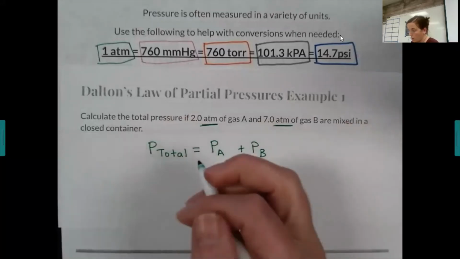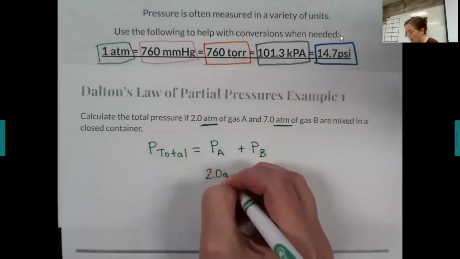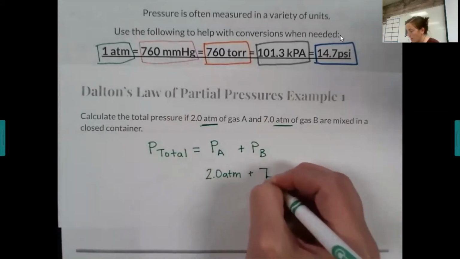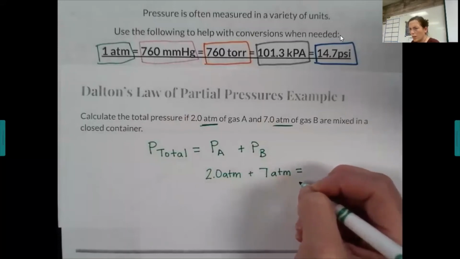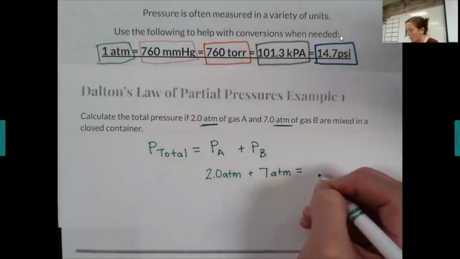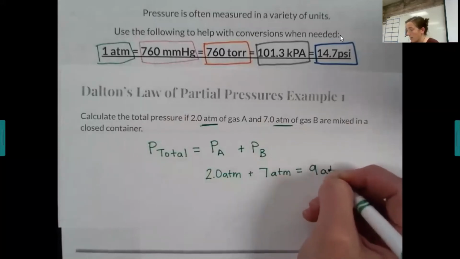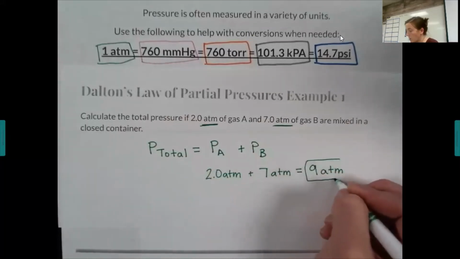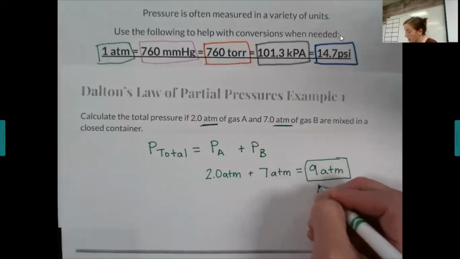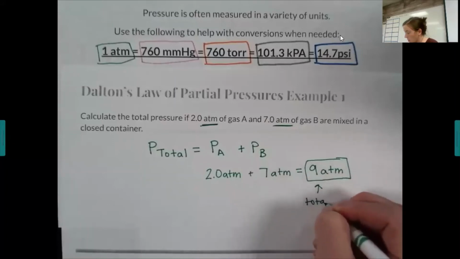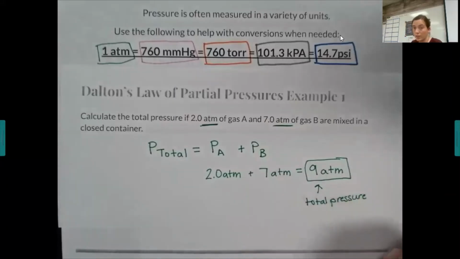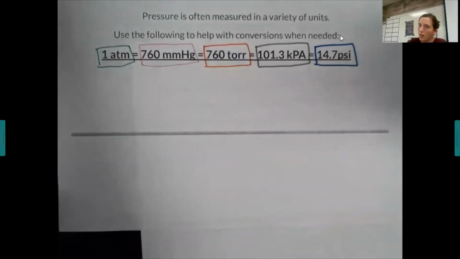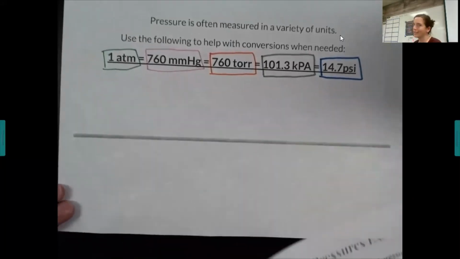Okay, so for this one, we're going to do 2 atmospheres plus 7 atmospheres. All right, and what's 2 plus 7? Hopefully you said 9. So this answer is 9. This is the total pressure of the container. Sometimes they are this easy. Sometimes they get a little bit more complicated. So let's look at number 2.